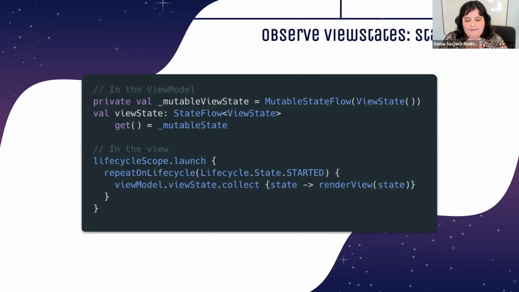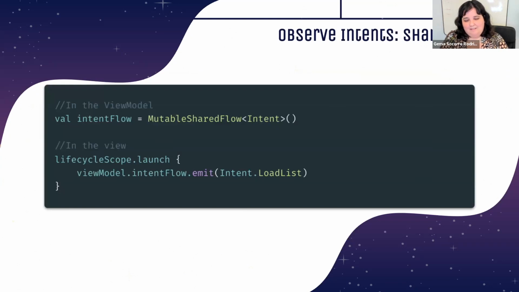StateFlow is conflated. So if you receive the same view state twice, it will do a distinct until changed, so it will only send you one of them. But in the case of the intents, I don't need that functionality, because it's better that I get all the clicks. If you click twice on the same button, I want to be aware that you clicked twice on the same button. So to emit the intents, it is better to use this one.